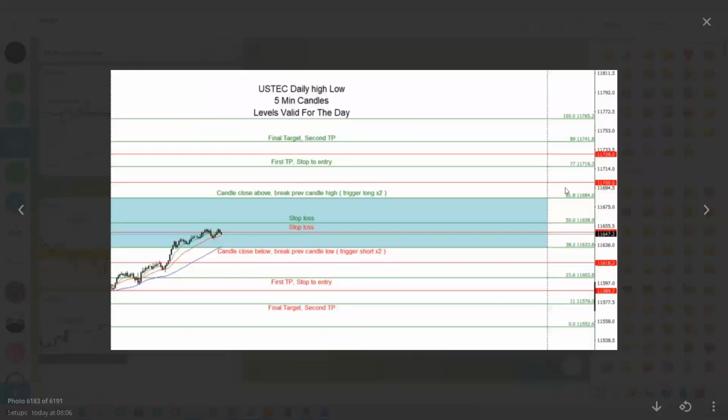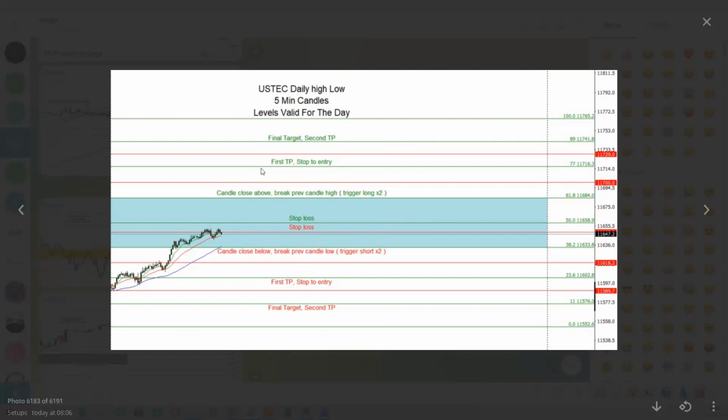On the US tech daily high low, currently between levels of 38.2 and 50. If you look at the moving averages, 8 is above 21, above 50, or green is above red, above blue. So with that, trend is up. We want now a candle close above the 61.8 level, break previous candle high to aim for that 77 first TP, 89 second TP, stop loss being at the 50.